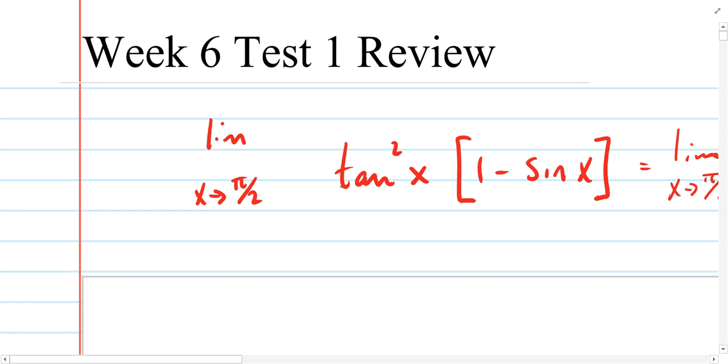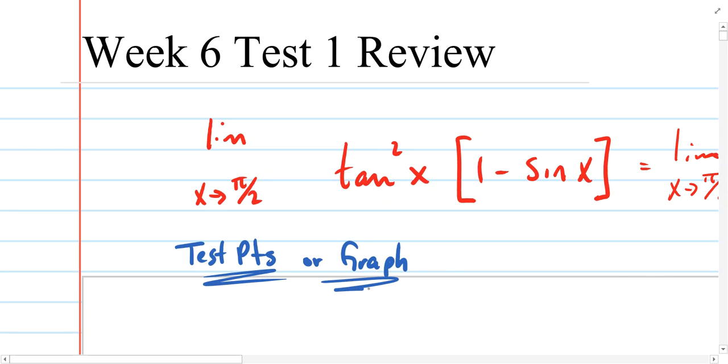Now, if you had a calculator and you were able to graph this, or if you had a calculator and you wanted to use some test points, I think the solution would become pretty clear. So test points or a graph, if this showed up on a calculator permitted portion of a test or something like that, then these two methods would allow you to obtain a solution pretty easily.